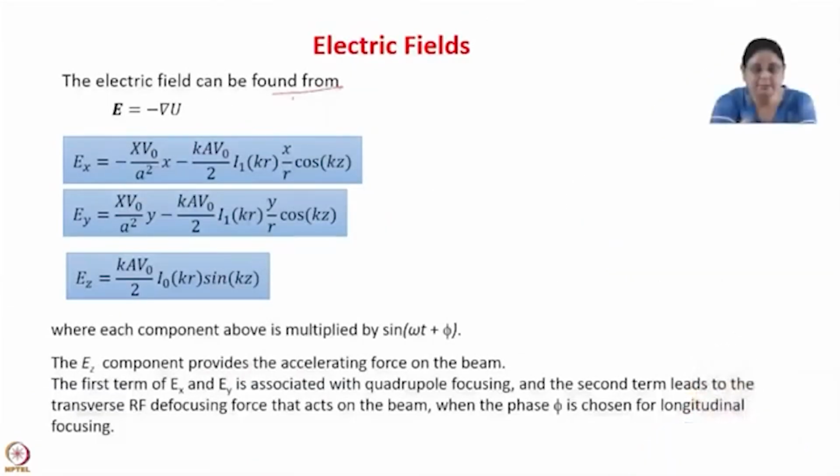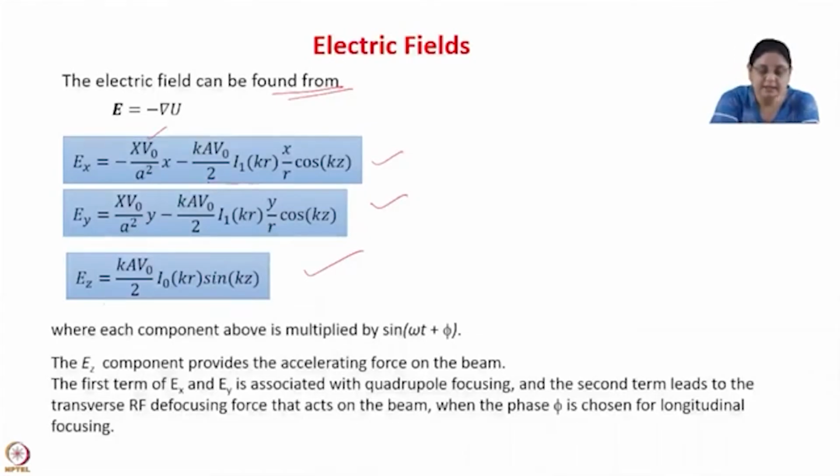Now the electric field can be found from the expression E is equal to minus del U. Differentiating this, we can calculate Ex, Ey and Ez. Now Ez is responsible for acceleration, and in Ex and Ey we see there are two terms. The first term is responsible for focusing or defocusing. Since it's a quadrupole, it will focus in one direction and defocus in the other. You see that the first term in Ex and Ey have opposite signs, so if it is focusing in the x direction, it is defocusing in the other direction.